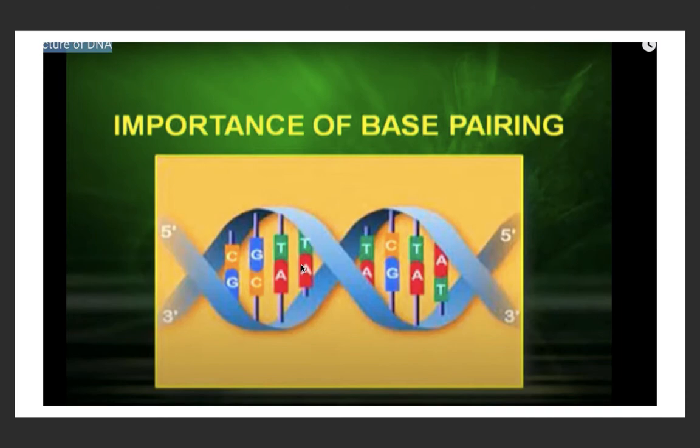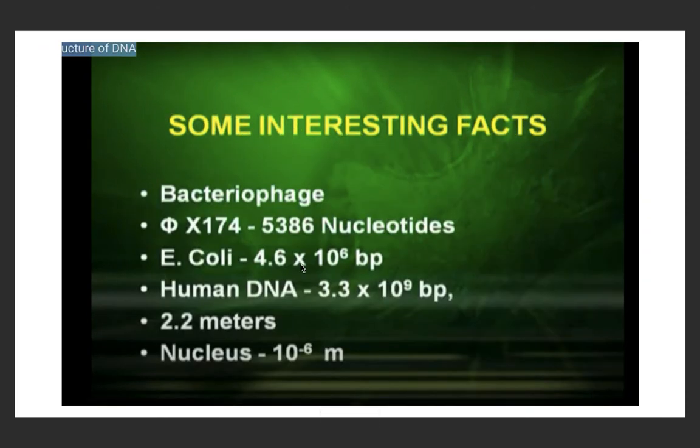Some interesting facts about the DNA molecule that you can learn here: the bacteriophage has a DNA of 5386 nucleotides, arranged in that structure. That is the name of that bacteriophage, which has this number of nucleotides present.